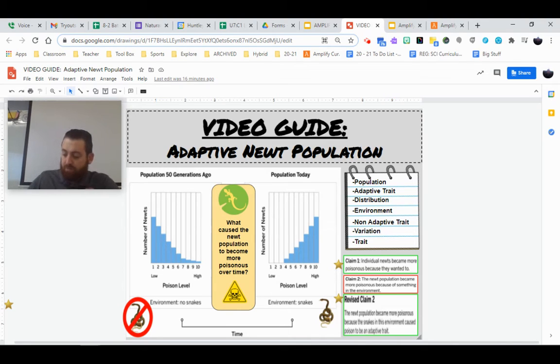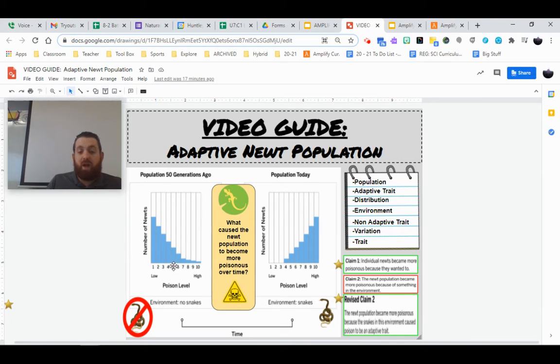poison levels. So, if you remember from a while ago, we were introduced to Dr. Young, and she had all this information and all these different claims about what's going on with our newt population. So let's go ahead and see if we can begin to make sense of it all. If you notice down here, we have our big question as to what caused the newt population to become more poisonous over time. Now, this question is really based on what we see in our histogram here.